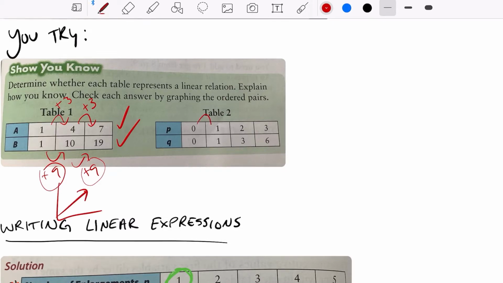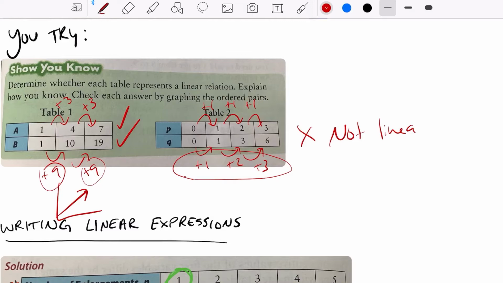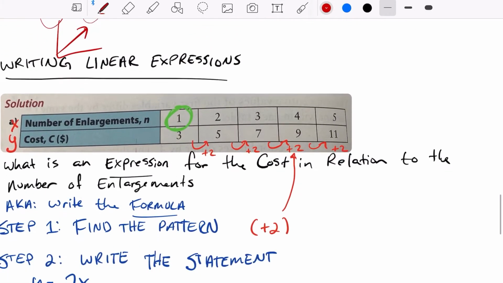Table 2, let's look at the same thing. Looks like we're going up by +1 every time. On the bottom, we went up by 1, 2, and 3. So this graph is not linear because these values need to be the same for it to be linear. So you have to have the same numbers in this y, in the second part of the table there, in order for it to be linear.